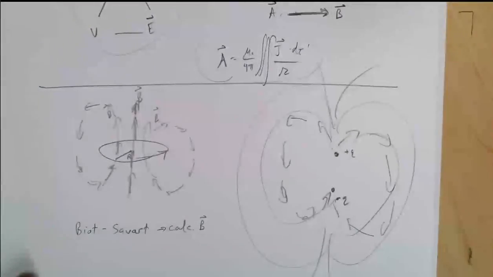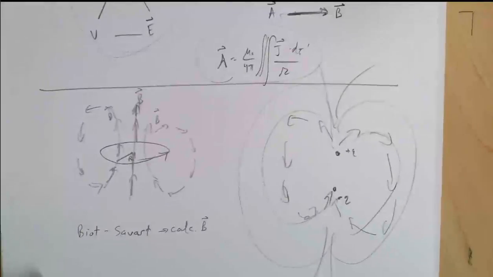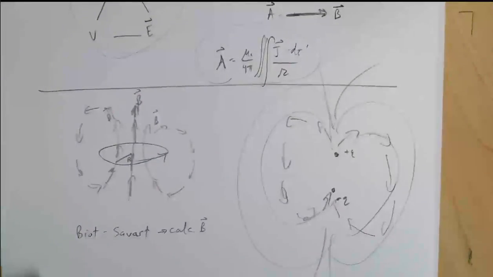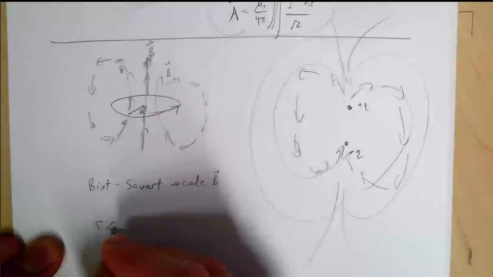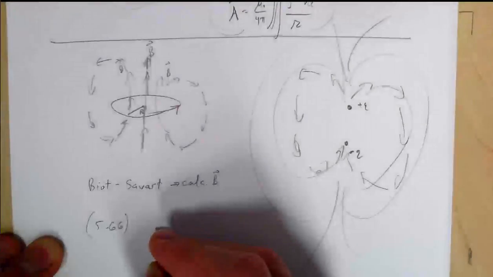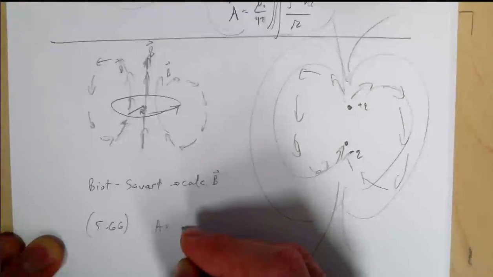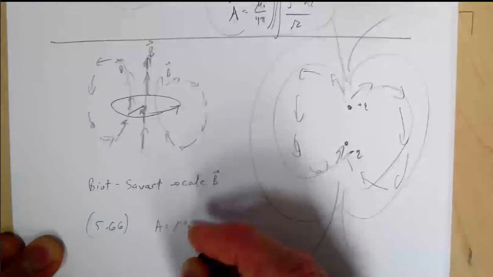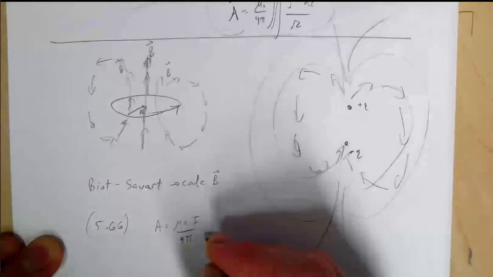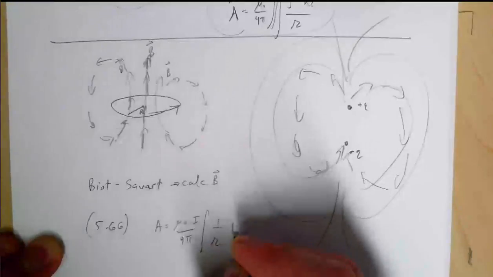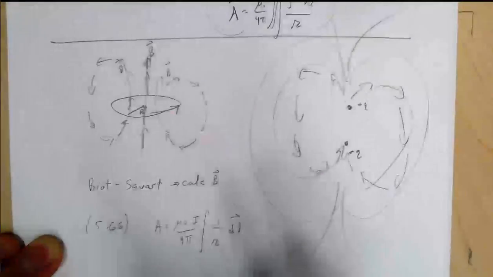And if you look, I'm just going to refer you to, in Griffiths, basically equation 5.66. He discusses that A could also be written, for example, as mu naught I over 4 pi times the integral of 1 over r dl, okay?